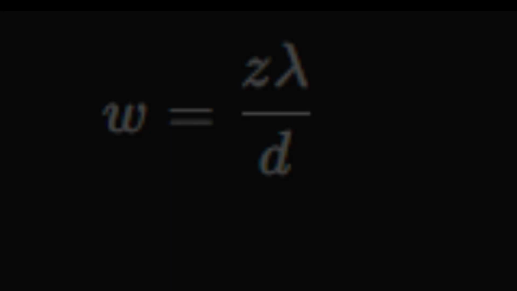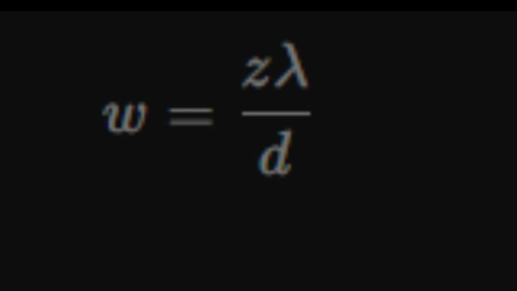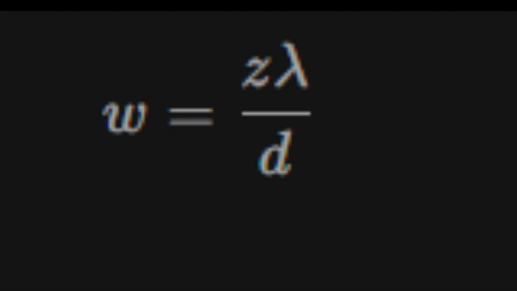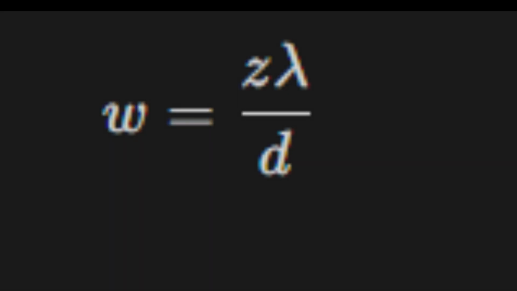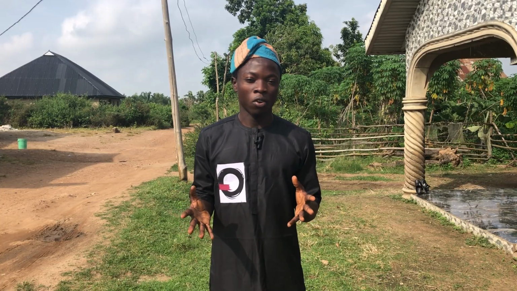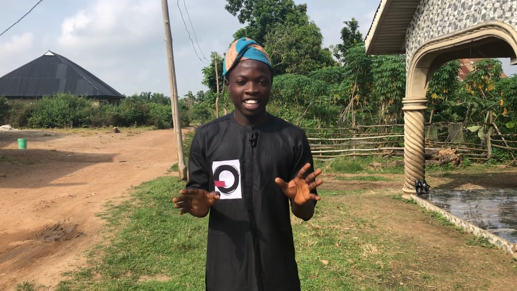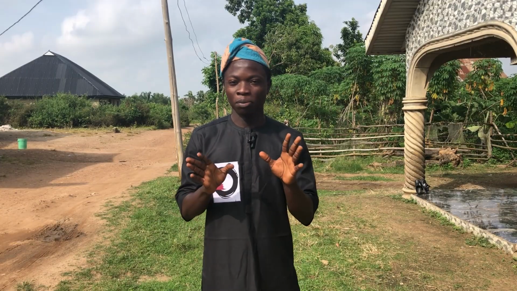The formula for fringe spacing is given by this equation, where z is the distance to the screen, lambda is the wavelength of the light, and d is the distance between the slits. The relationship elegantly explains how changing the wavelength or slit spacing alters the pattern, a perfect blend of geometry and wave physics. You see, the double-slit experiment isn't just about electrons or light, or even reality itself. It actually whispers to us that the universe behaves differently whether you're watching or not.